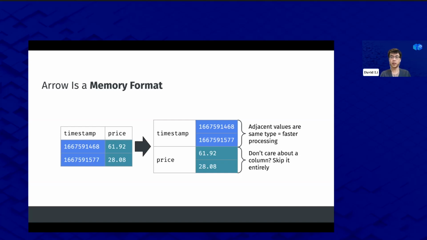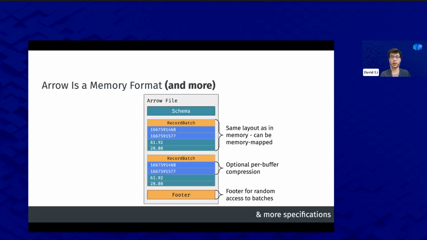But of course, that's not all Arrow is. Arrow also defines other specifications. For example, there's the IPC specification for when you do need to serialize data to store on disk or something like that. The IPC specification, for example, defines the Arrow file format for that use case.